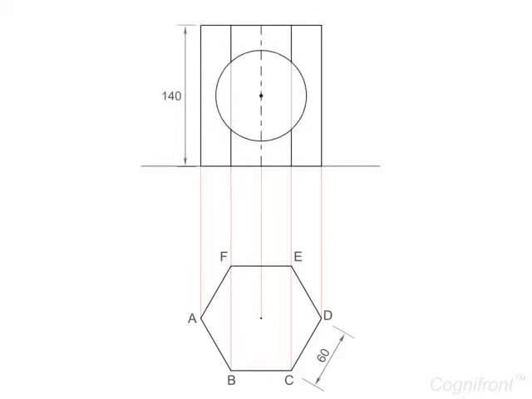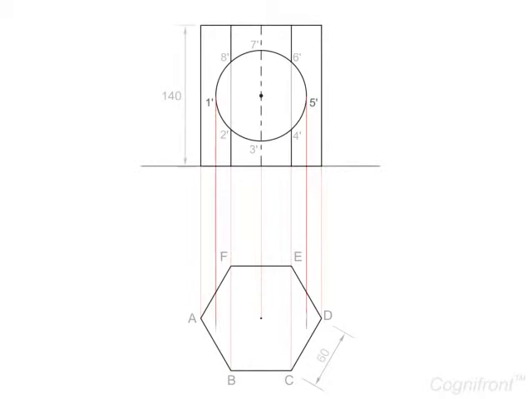Observe, as the axis of the circular hole is perpendicular to the VP, its front view appears as a circle in VP. Draw a circle of radius 45 mm with center as the midpoint of the vertical axis. Mark the points where the circle cuts the vertical projections from the top view of the prism.